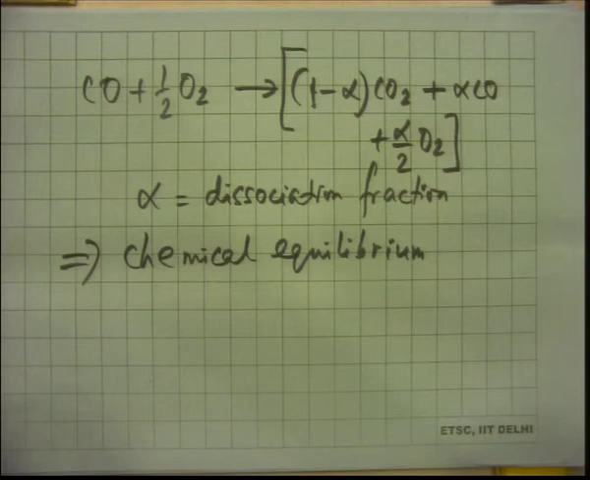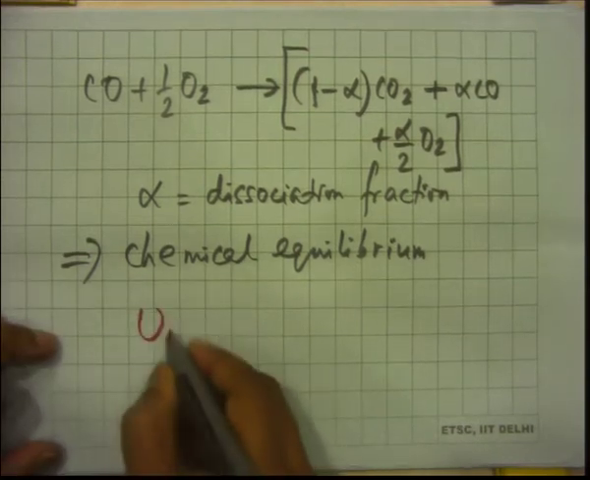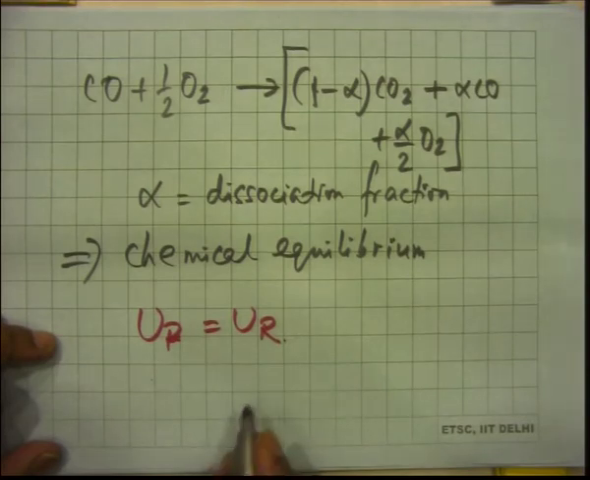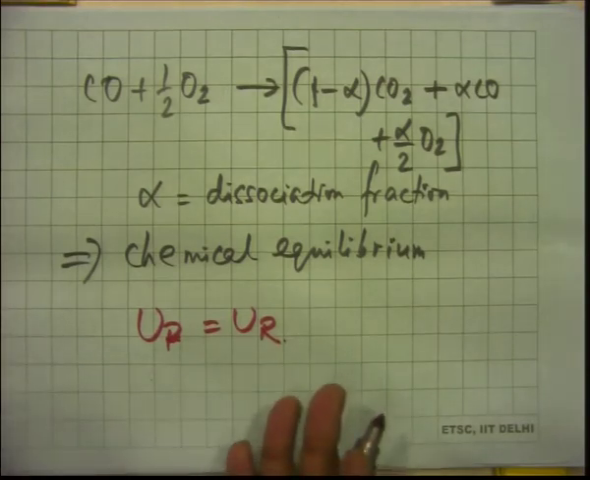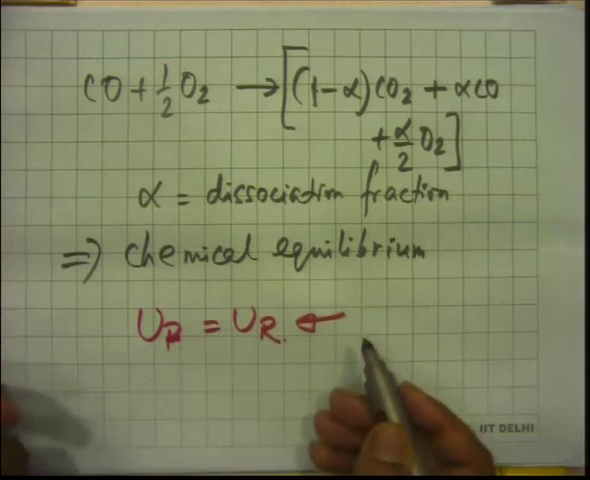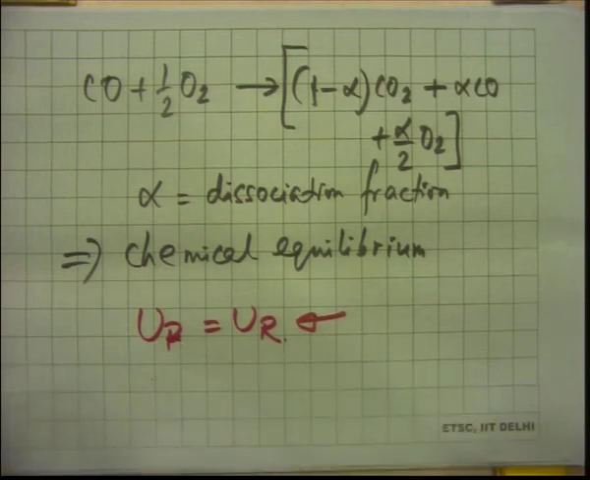So, if you know alpha, then we will get the product composition, and we also know that UP is equal to UR, that is the first law, and we know how to calculate adiabatic flame temperature. So, once we know the composition, we will be able to use this and get the adiabatic flame temperature. So, we will have the composition as well as the product temperature. That is what we want anyway. You keep some reactants together, finally you want to see what the products are and what the final temperature is.